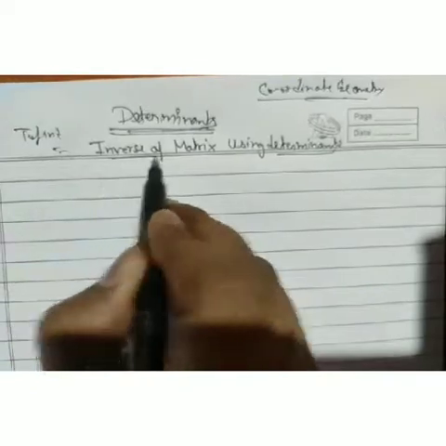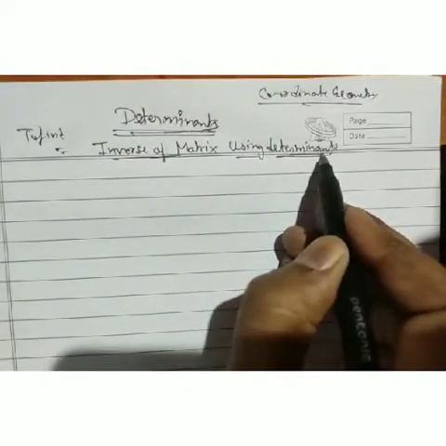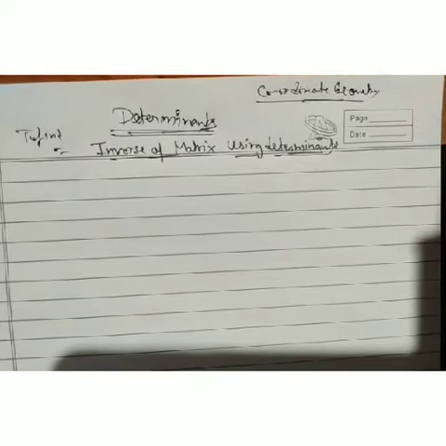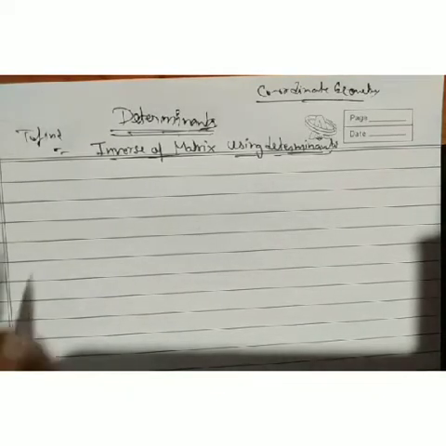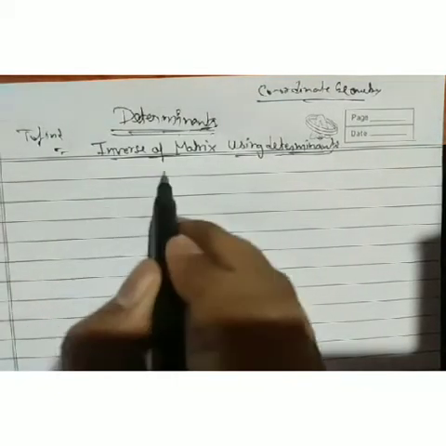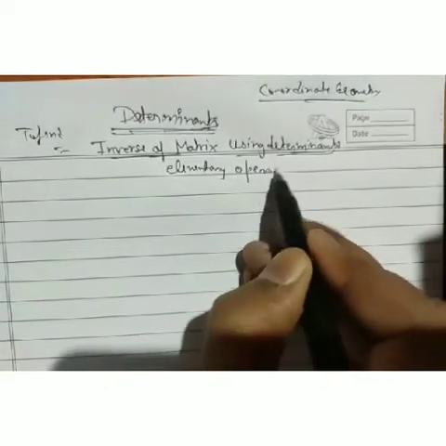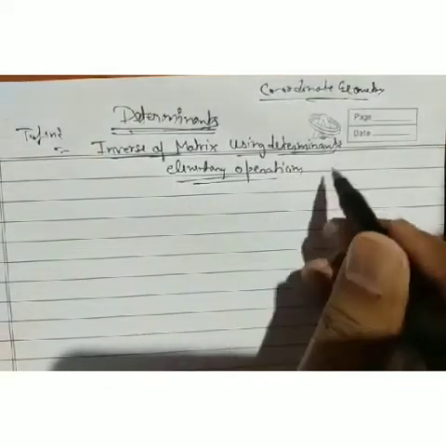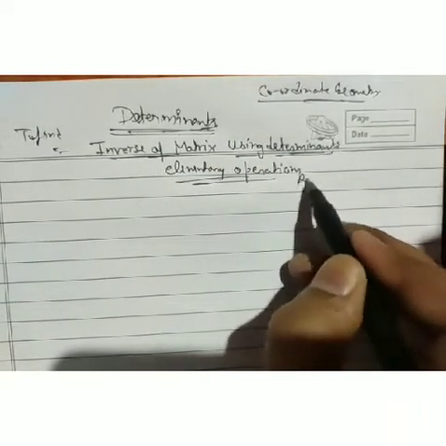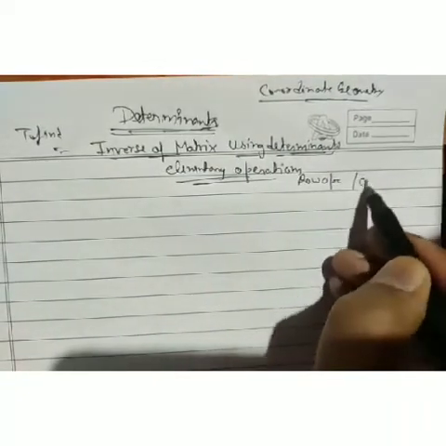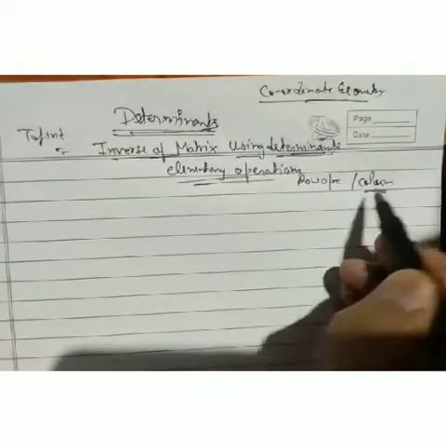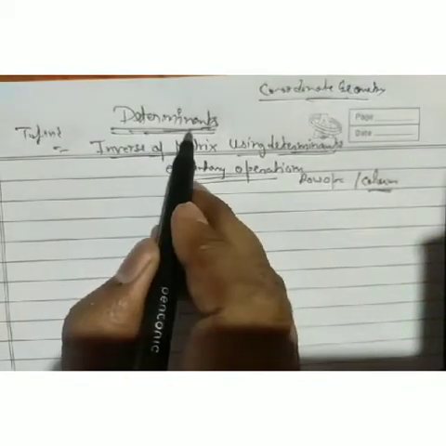Now in our next video, I am going to explain how to find the inverse of a matrix by using the determinants procedure. I have already explained before how to get the inverse using elementary operations, where we discussed two operations, row operations and column operations. But by using determinants, we can also find the inverse.